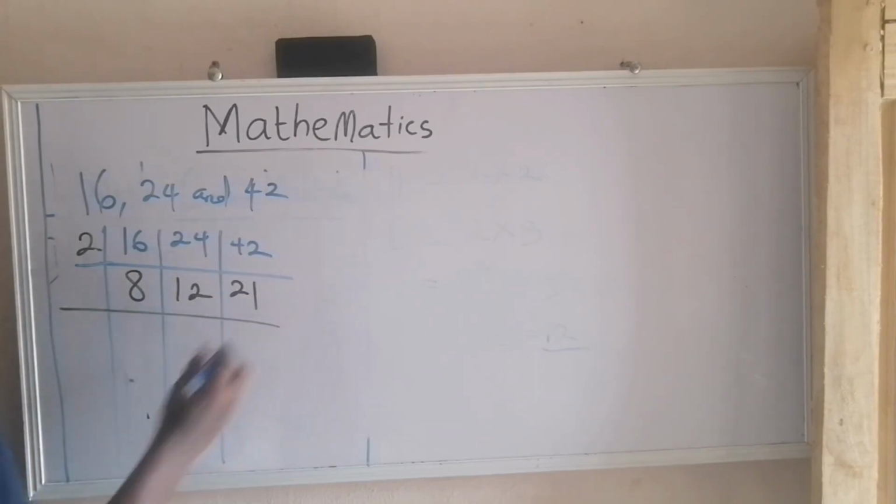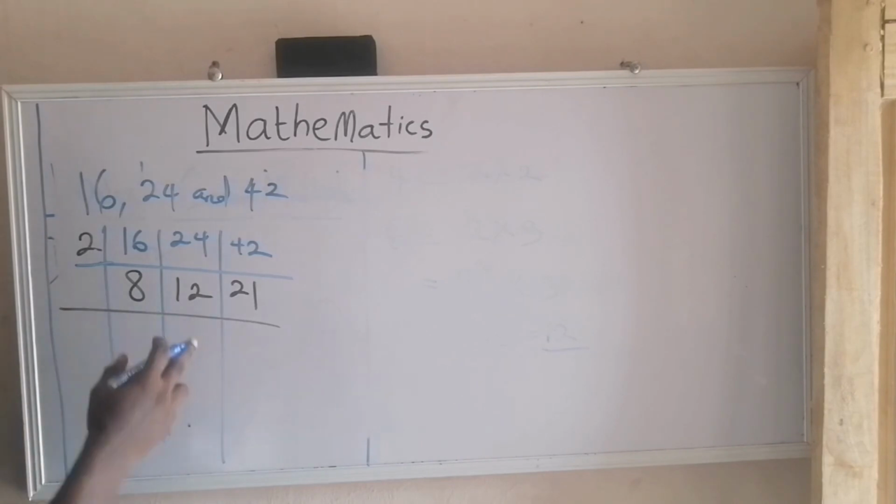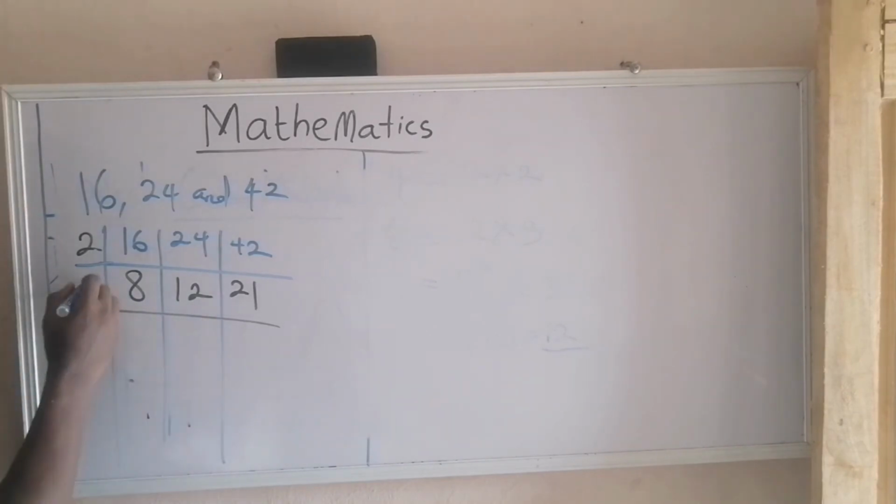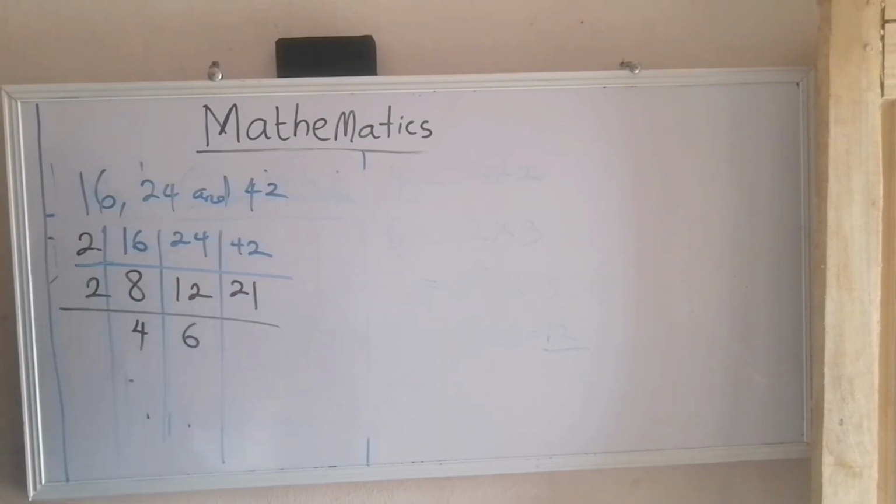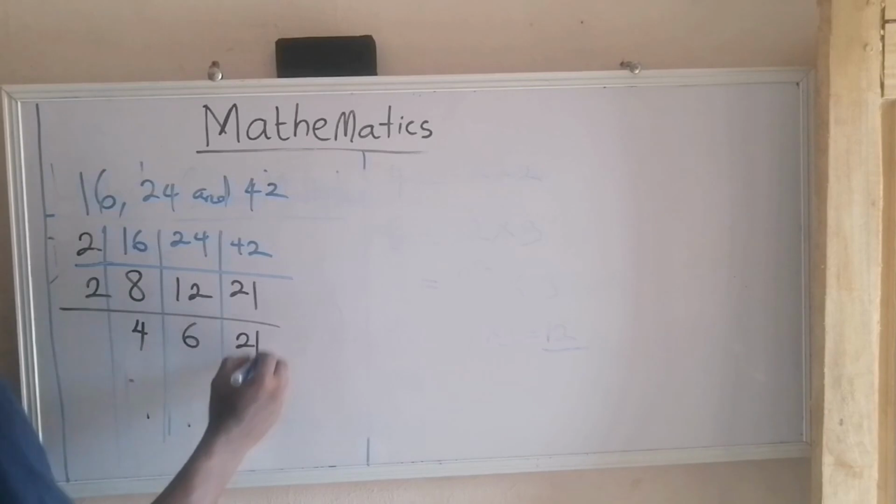21. Then you look at it, can you still go in any of the numbers without a remainder? Yes, 2 can go in 8 and 12. 2 in 8, that will be 4. 2 in 12, that will be 6. Can 2 go in 21? If you use 2 to divide 21, it's going to give a remainder. We don't want a remainder, so you bring down 21.